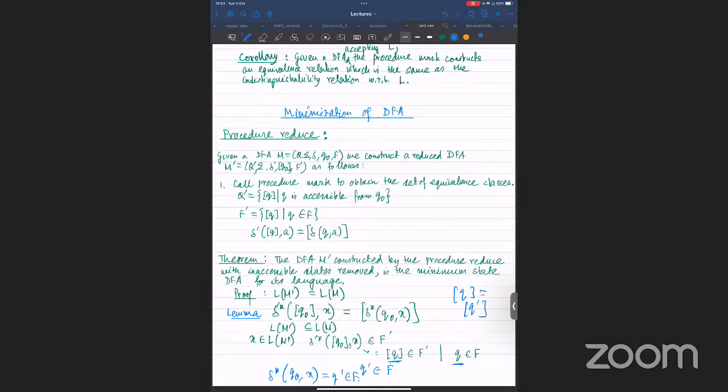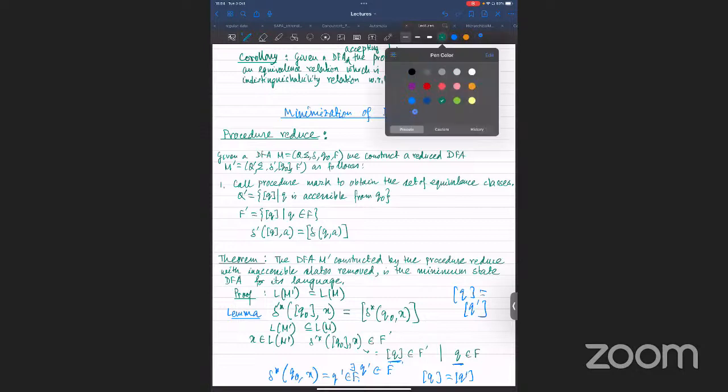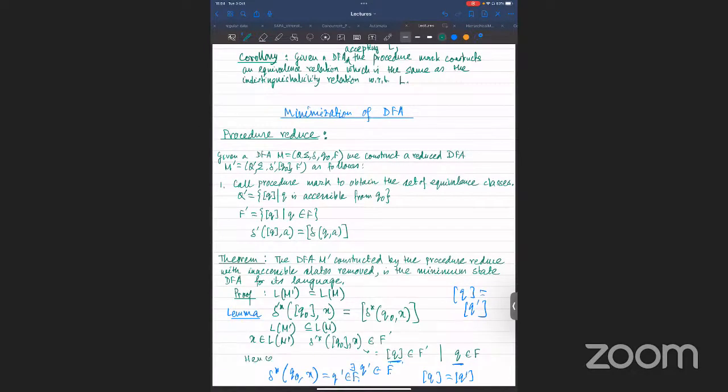But essentially, when you are going from Q0 to this equivalence class by reading X, that means there exists some Q prime belonging to this such that Q equal to Q prime and delta star Q0 X equal to Q prime, which belongs to F, correct? So they have to be indistinguishable. Hence, X belongs to Ln, right? You can also prove the other direction. It's not too difficult, but clear? Any question?